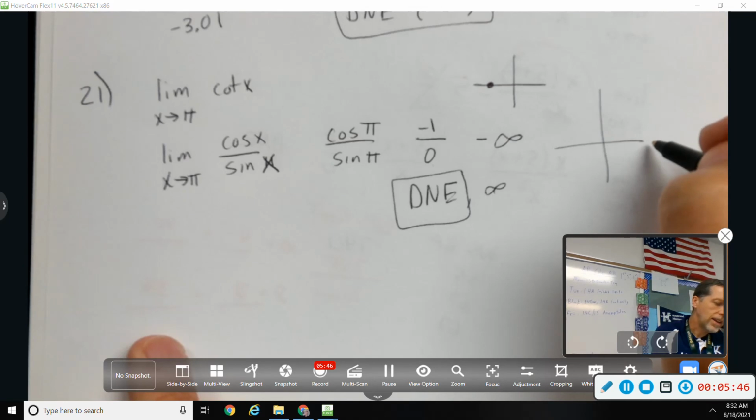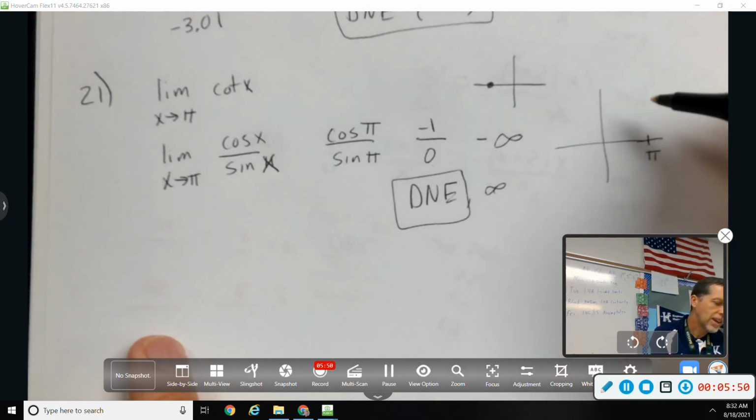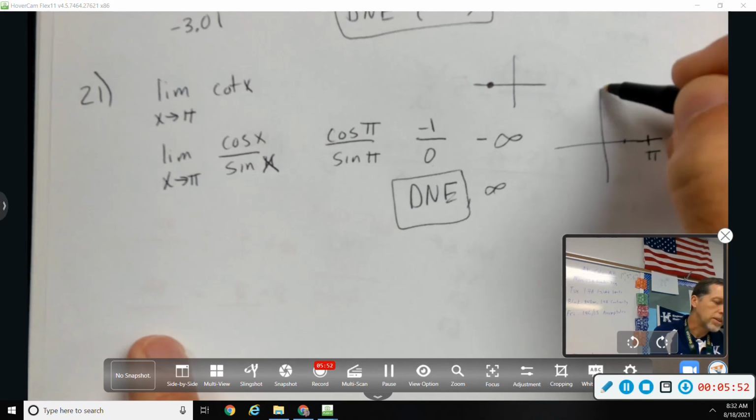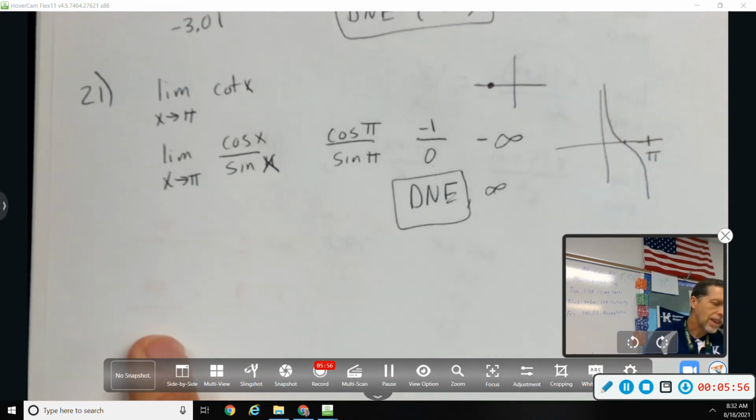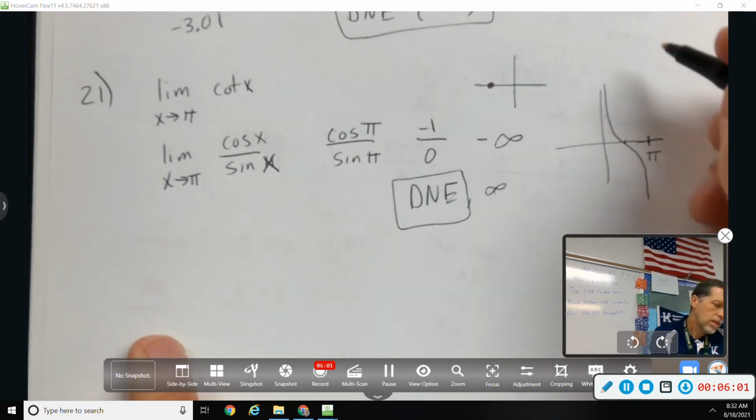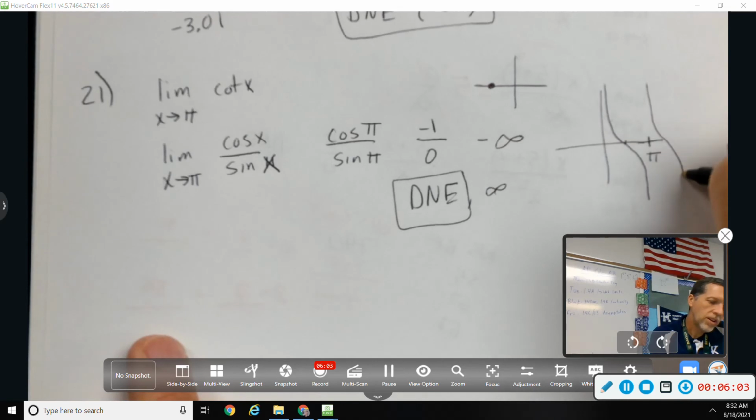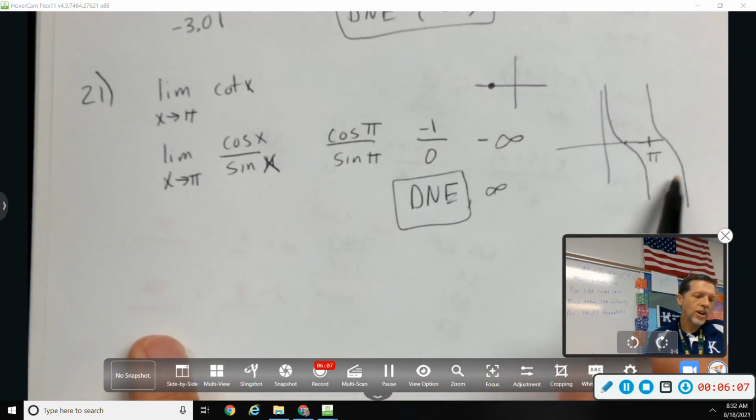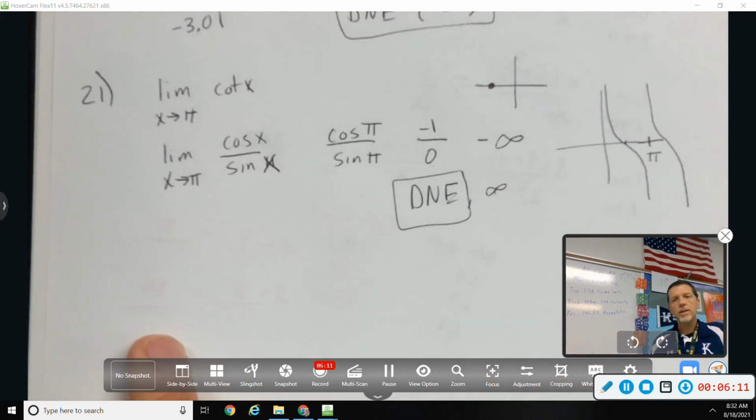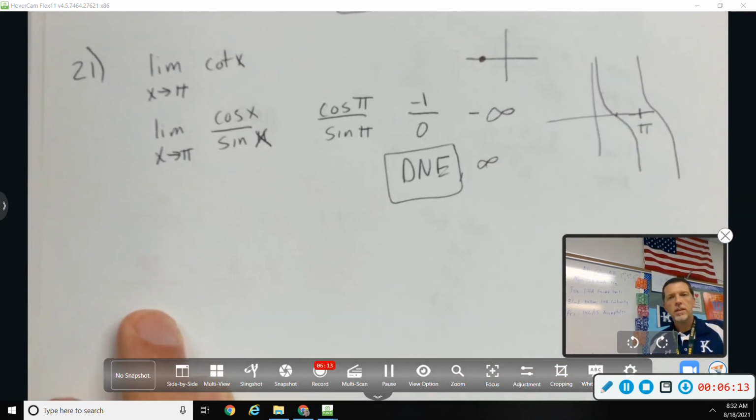And let's see. I can remember what the graph of cotangent looks like, which you probably don't know. But if we plugged it in, it looks like that. Which actually means one side is negative, one side's positive, but it doesn't matter. It doesn't exist because it's going to infinity. Good question.